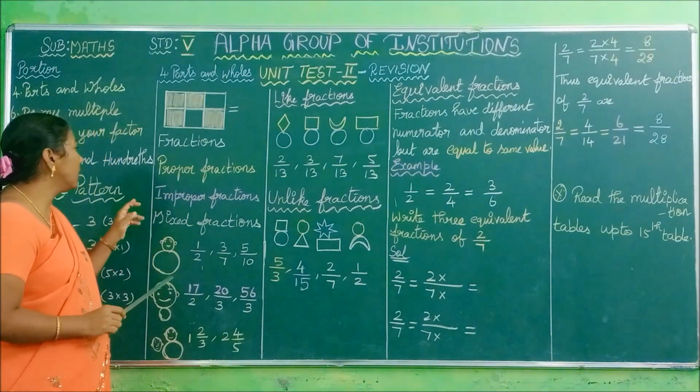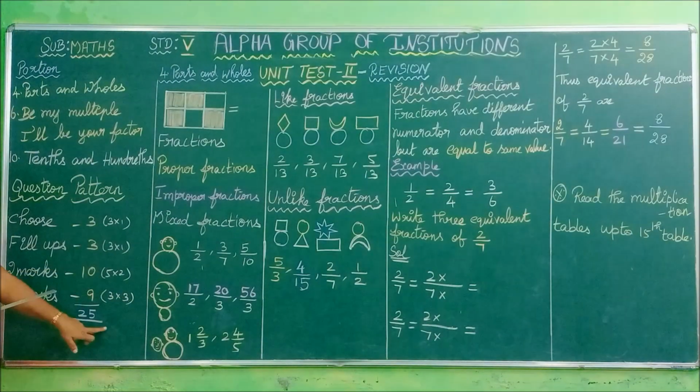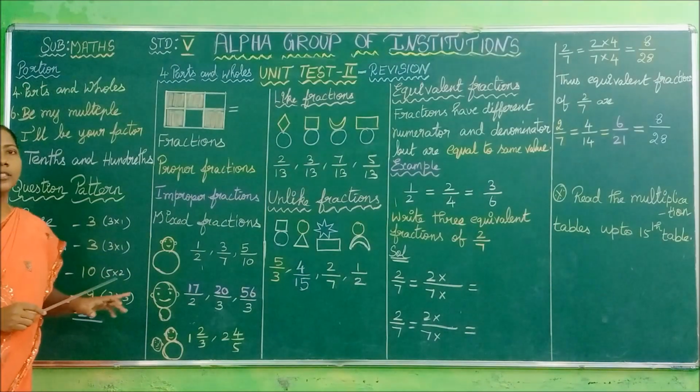And see here, this is your question pattern. You are totally writing the exam for 25 marks. Choose the answer for 3 marks: 3 into 1, 3 marks. And fill-ups, 3 marks: 3 into 1, 3 marks. And 2 marks, you are going to write 5 questions. So 5 into 2, 10 marks. And 3 marks, you are going to write 3 questions. So 3 into 3, 9. So totally 25 marks you are going to write in unit test 2.